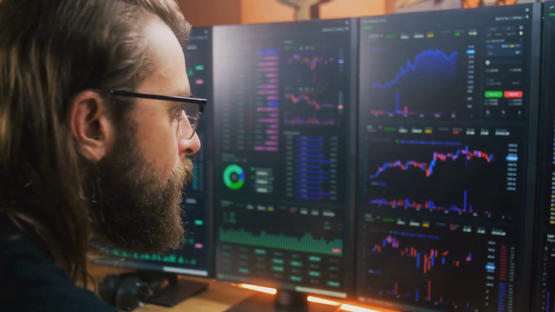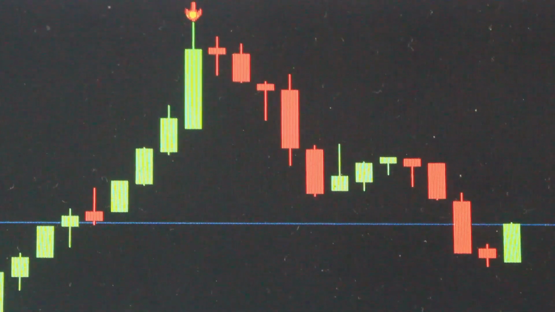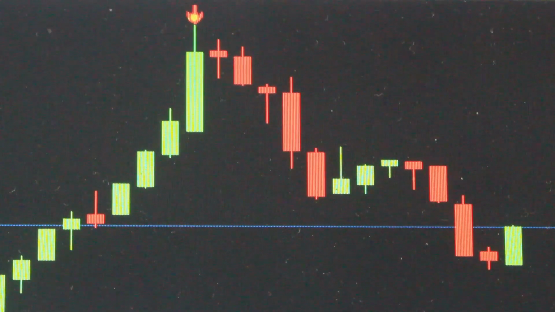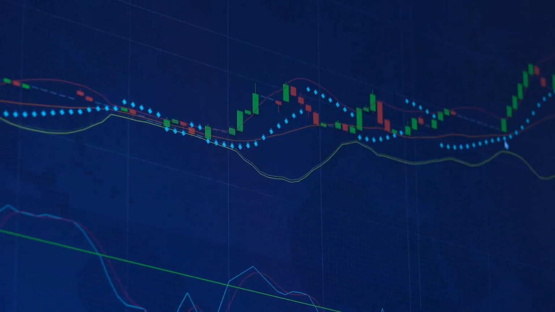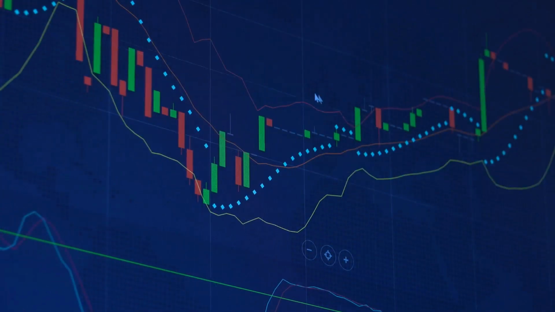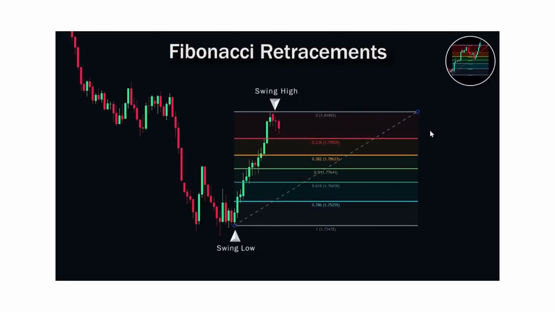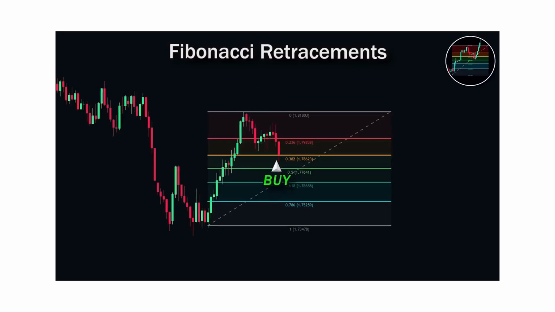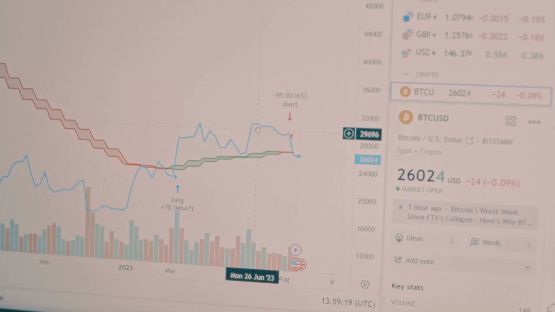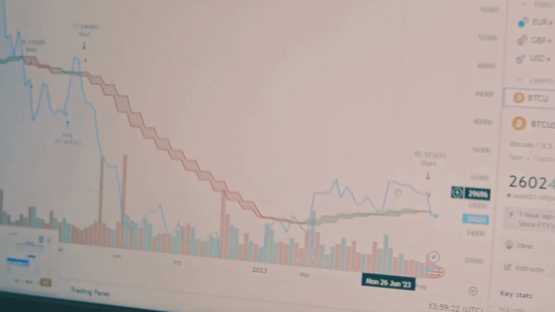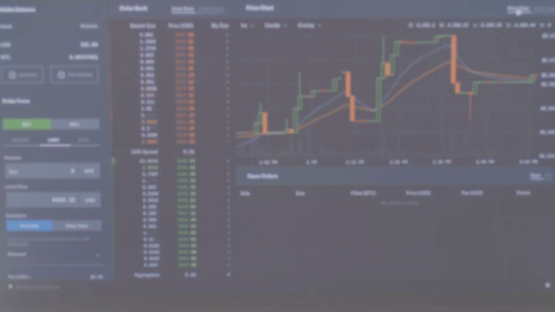Fibonacci retracements are a popular tool among traders to identify potential support and resistance levels in asset prices. These levels are determined by drawing horizontal lines on a price chart at specific Fibonacci ratios. To use Fibonacci retracements, traders first identify a significant price swing high and swing low on a chart. Then they draw Fibonacci retracement lines at the key levels of 23.6%, 38.2%, 50%, 61.8%, and 100%. These levels act as potential support and resistance zones, where the price might reverse or stall.